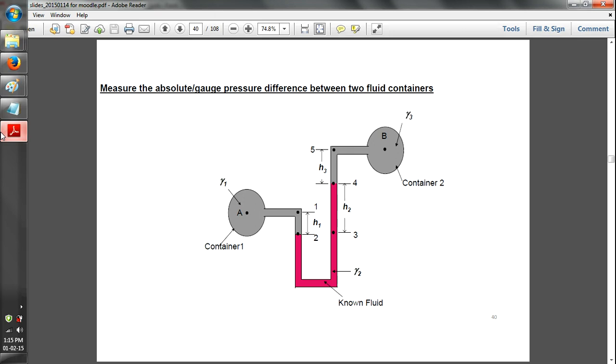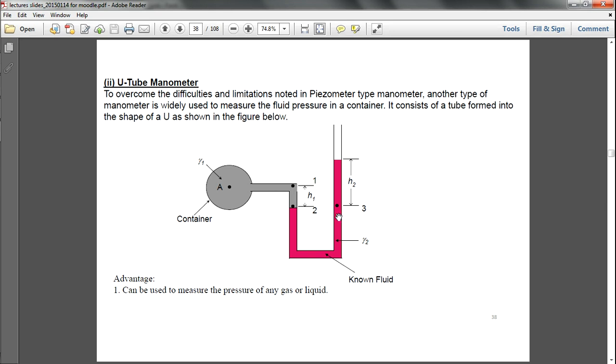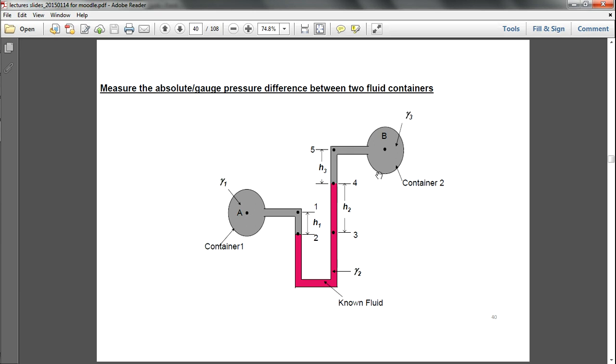So what is the difference between this following thing and the U-tube manometer? This one is to find the specific gravity for this fluid. For this configuration, it is to find the difference in pressure between these two fluids. How this fluid and this fluid interact will cause a pressure difference. What is the pressure difference between these two fluids?